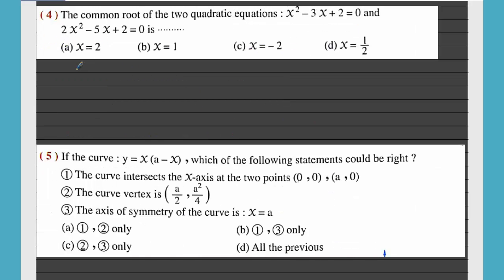Question 4. The common root of the two quadratic equations x squared minus 3x plus 2 equals 0 and 2x squared minus 5x plus 2 equals 0 is. We wanted to find the common root. So in the first equation, x squared minus 3x plus 2 equals 0, I will factorize it directly here.